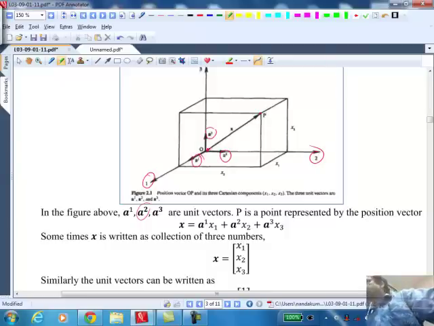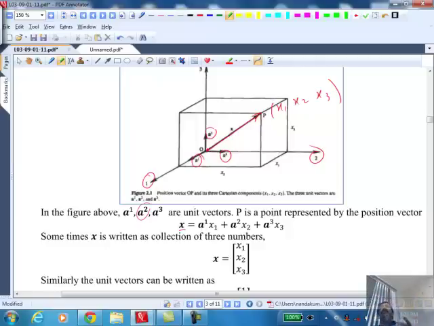Connecting the origin to that particular point, P. And that P has three numbers, x1, x2, x3, and they can be written in a vector form. Whenever I write it in boldface, it means it's a vector. So that position vector x is equal to a1 x1 plus a2 x2 plus a3 x3.